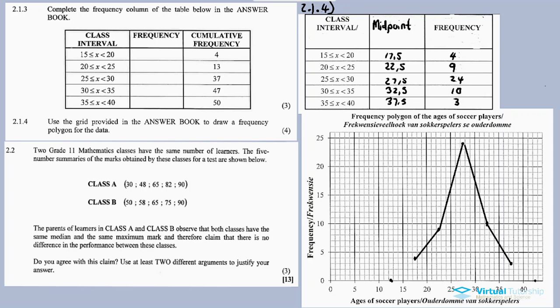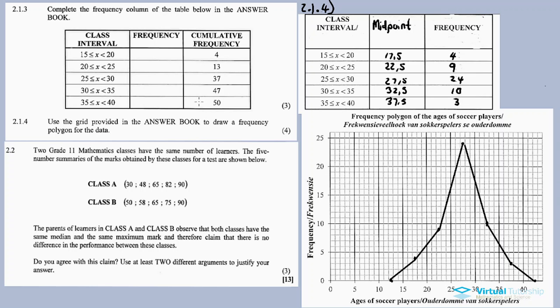Okay, then I connect the midpoints as well, boom, and then this one as well, boom. So this is my frequency polygon. 2.1.4, and then we go to 2.2.